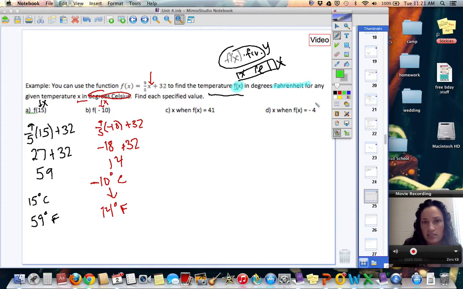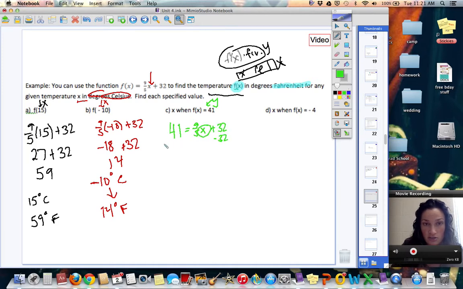Let's look at this one. Now this is the opposite: x when f of x is 41. This is a y value, so they're giving me Fahrenheit, and I'm now trying to find Celsius. So I plug that in for y. Now I have 41 equals 9 over 5x plus 32, and I'm solving for x.